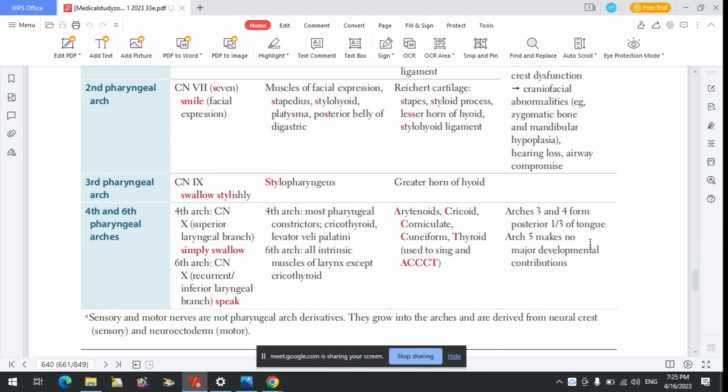So the first arch gives you the anterior two thirds of the tongue, while the third and the fourth give rise to the posterior one third of the tongue. They mention this stuff too when we're doing neuro. The fifth arch degenerates. It doesn't give any developmental contribution. So that is all about that.